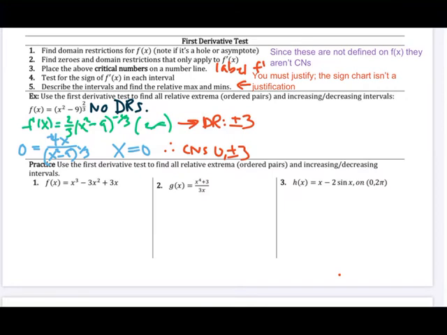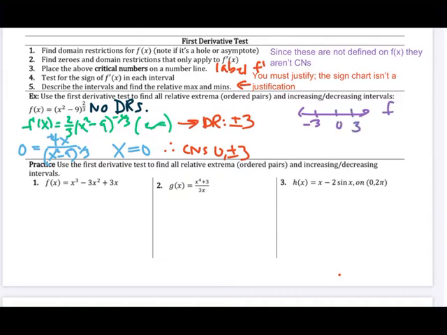Now being a critical number does not necessarily mean that there's a local max or a relative max or min at any of these three values. In order to check, we need to look at the sign chart. So I'm going to go ahead and draw a number line. I'm going to put these three values on there, -3, 0, and 3.